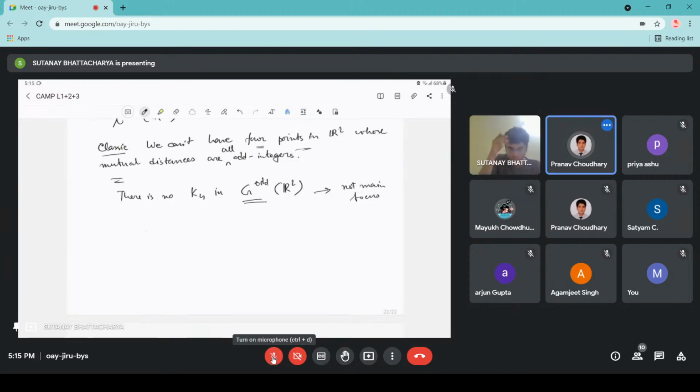But in R2 though we can have real numbers, so maybe someone. This problem says you can't. Do you have a counterexample in mind? Oh, okay. There are odd integers.